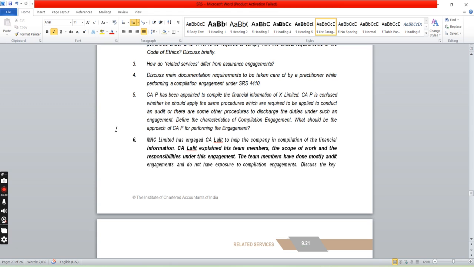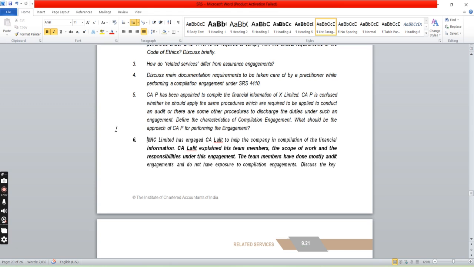CAP has been appointed to compile the financial information of X Limited. CAP is confused whether he should apply the same procedures which are required to be applied to conduct an audit, or whether there are some other procedures to discharge the duty under such an engagement. Define the characteristics of compilation engagement. What should be the approach of CAP for performing the engagement?